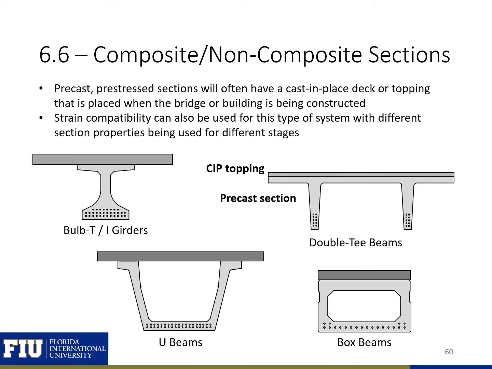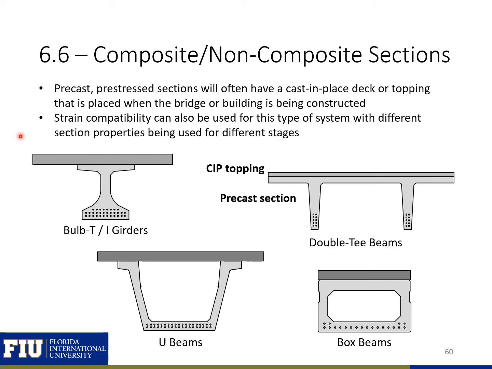In the next section, we're going to look at composite versus non-composite sections. Precast pre-stressed sections will often have a cast-in-place deck or topping that's placed when the bridge or building is being constructed. We can use strain compatibility also to calculate the stresses in a composite section, but we'll need to understand when to use what section properties.